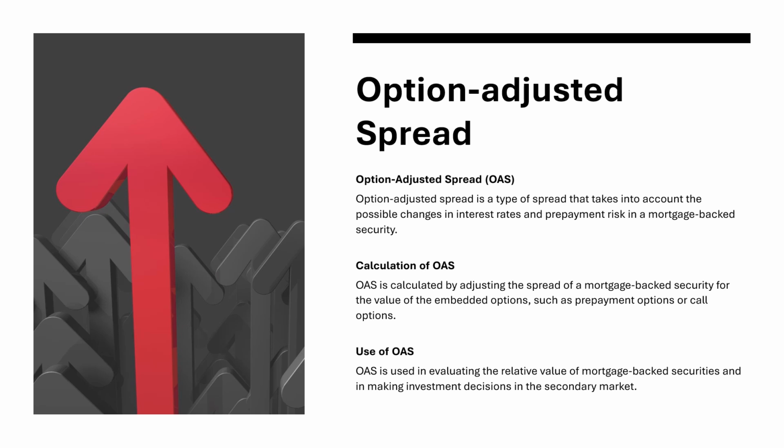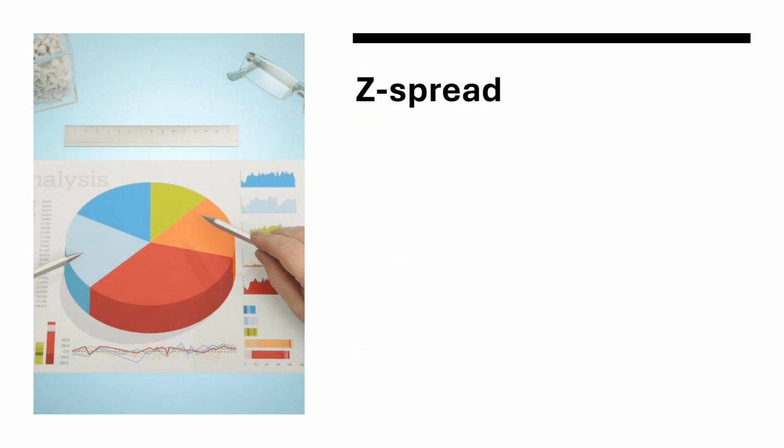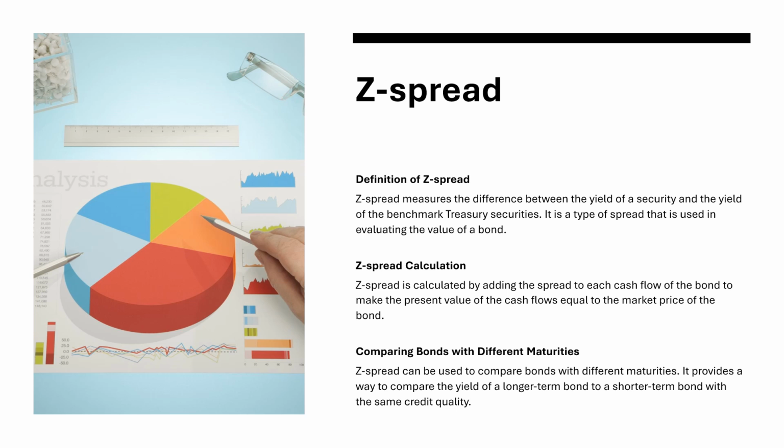Option-adjusted spread. Option-adjusted spread is a type of spread that takes into account the possible changes in interest rates and prepayment risk in a mortgage-backed security. Calculation of OAS. OAS is calculated by adjusting the spread of a mortgage-backed security for the value of the embedded options, such as prepayment options or call options. Use of OAS. OAS is used in evaluating the relative value of mortgage-backed securities and in making investment decisions in the secondary market.